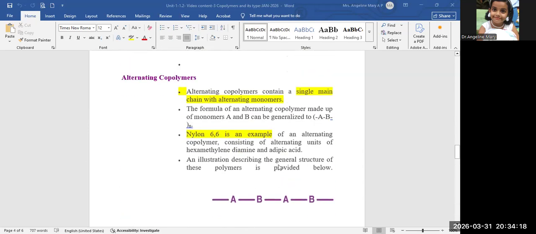Okay. The third type of copolymers are alternating copolymers. Alternating copolymers contain a single main chain with alternating monomers. See, alternate means first monomer, second monomer, again first monomer, second monomer. It should be alternatingly arranged. By the name itself, we can easily identify or define it. Nylon 66 is an example of the alternating copolymer.